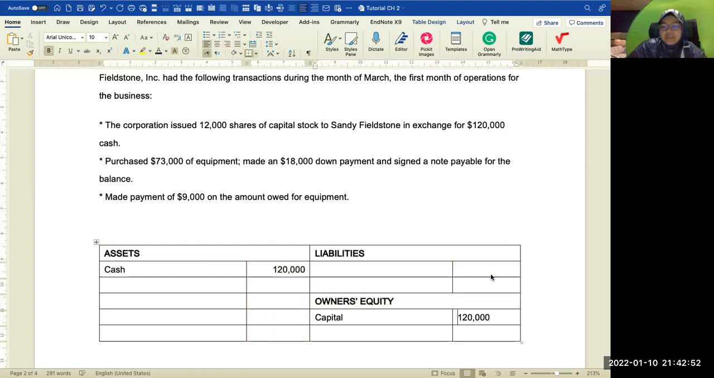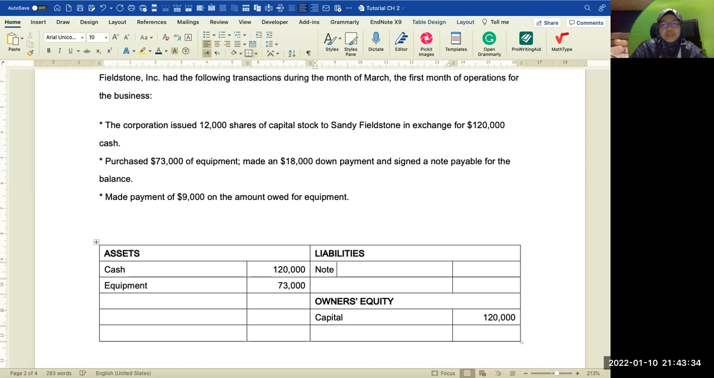Second, purchase of 73,000 equipment, made 18,000 down payment, and signed a note payable for the balance. That means the tools and equipment should be 73,000. And the payable should be, if we deduct 18,000.